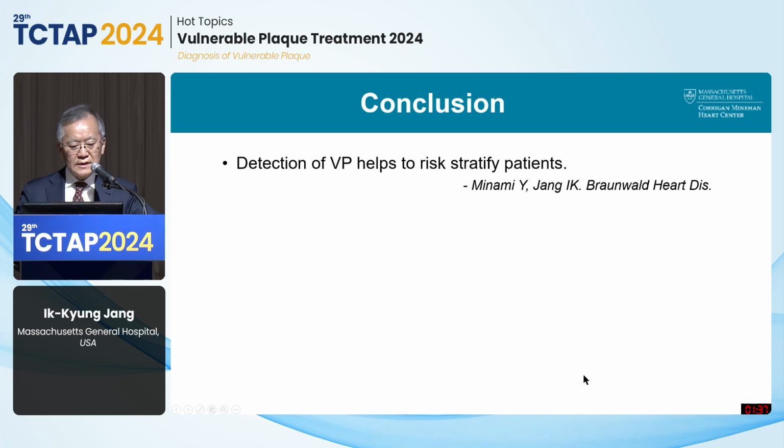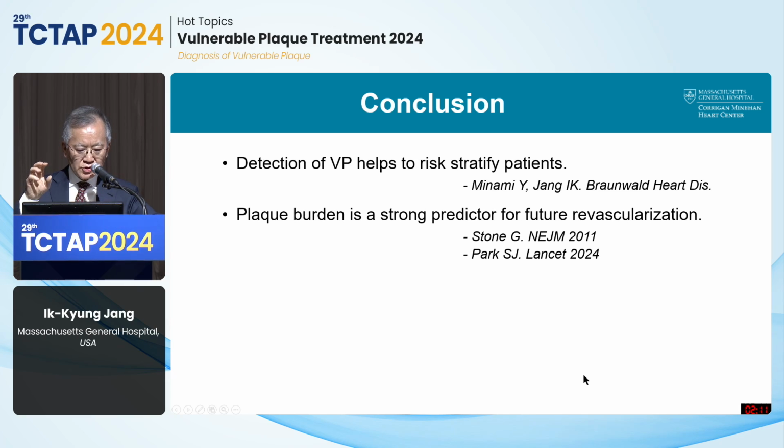So the conclusion that I have is detection of vulnerable plaque helps to risk stratify patients. So in other words, you do whatever modality you want to use and identify either CT, one of the 4 features, or TCFA, whatever. It doesn't mean that particular plaque will lead to occlusive thrombosis. That just puts the patient in a high-risk category for future event because that represents panvascular inflammation. And plaque burden is a strong predictor for future revascularization.